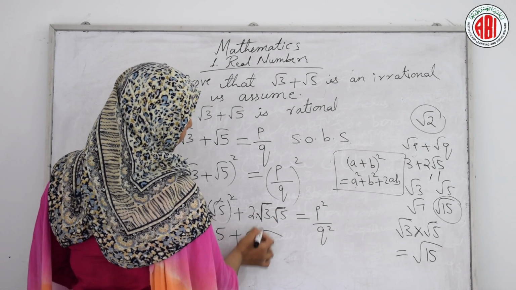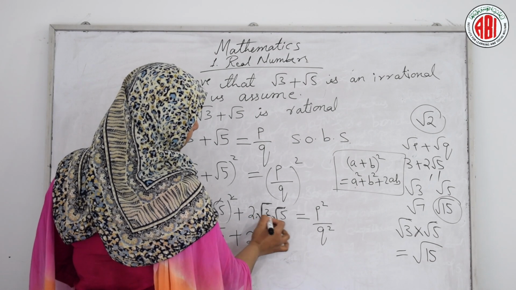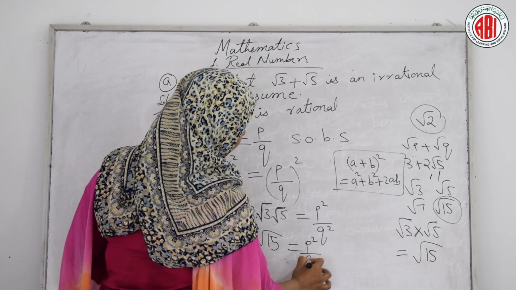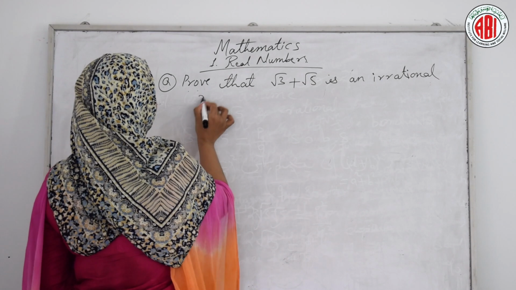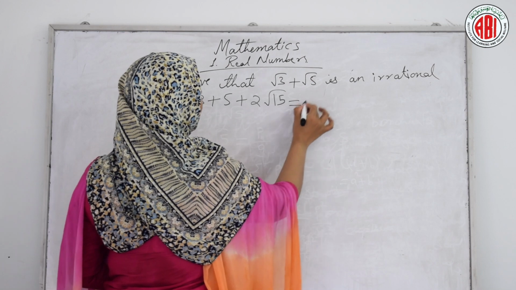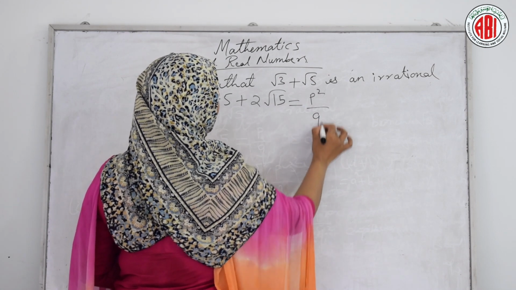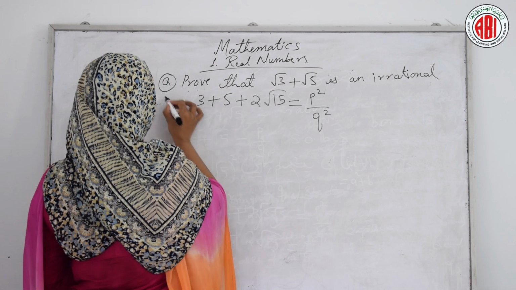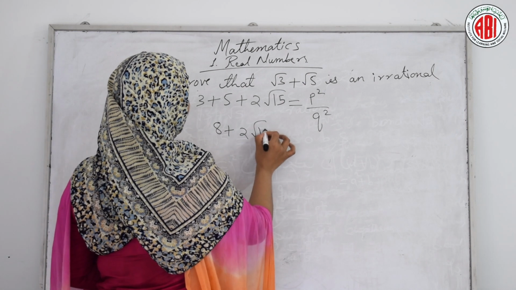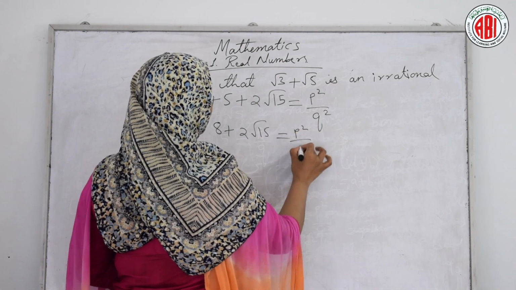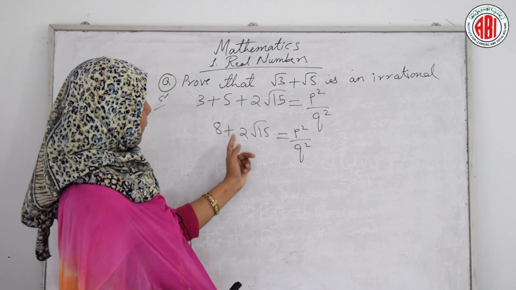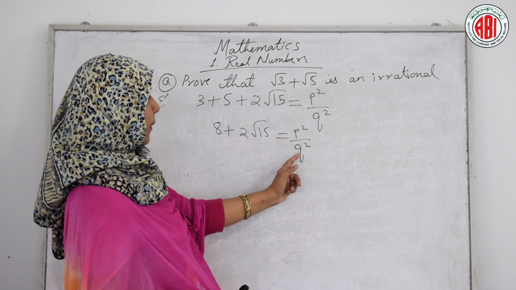So root 3 into root 5, 3 fives are 15, equals p square by q square. 3 plus 5 plus 2 root 15 is equal to p square by q square. 3 plus 5 how much? 5, 6, 7, 8. 8 plus 2 root 15 is equal to p square by q square. Now look here, we got 5 plus 3, 8. 8 plus 2 root 15 is equal to p square by q square.